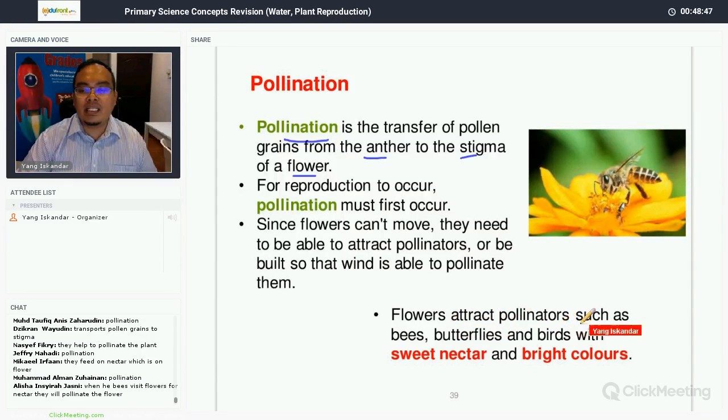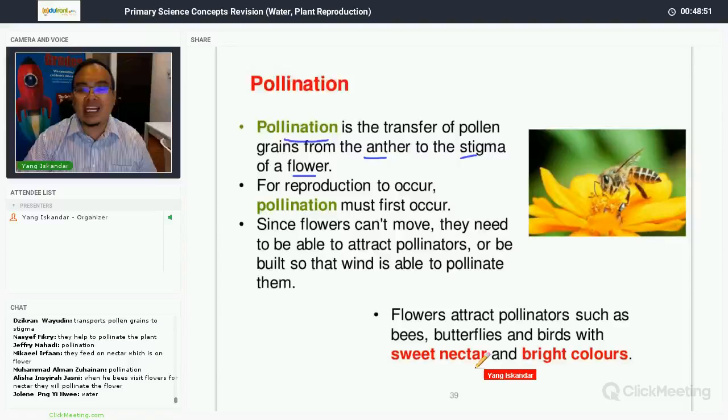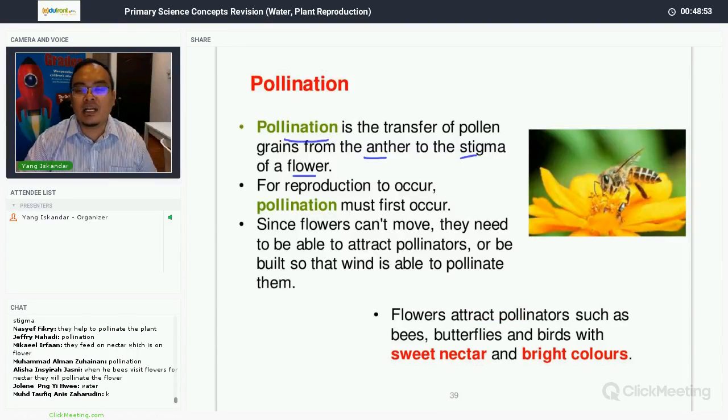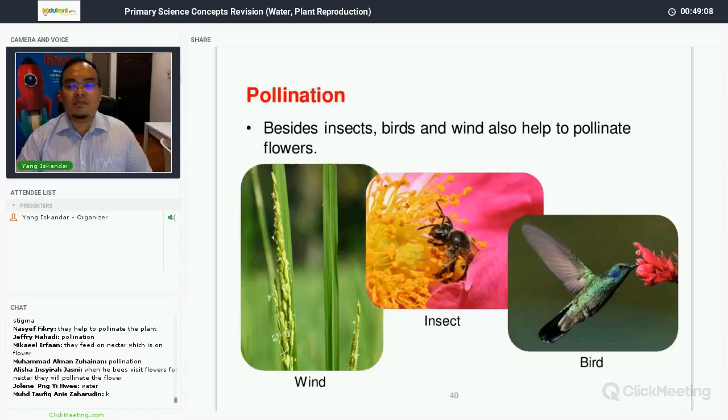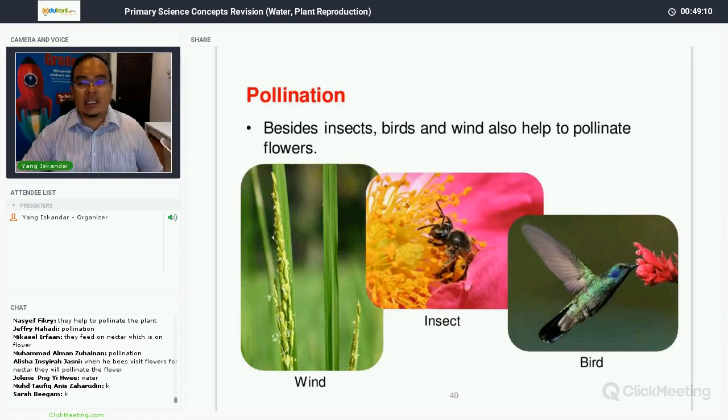Flowers attract pollinators such as bees, butterflies, and birds with sweet nectar and bright colors. This is the function of the bright petals and the sweet nectar. Okay, the purpose is to attract insects and butterflies and animals to help them in pollination. Now, these are some examples of the animals that help to pollinate the flowers: insects, birds, and also by wind.